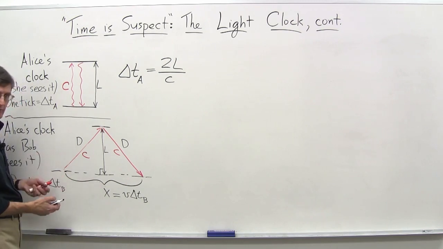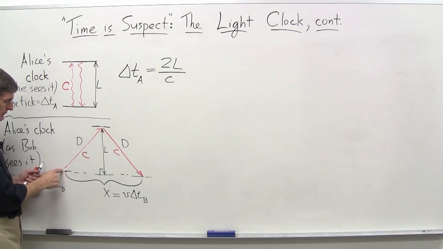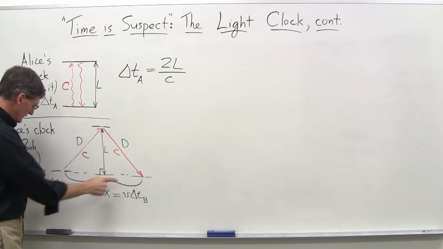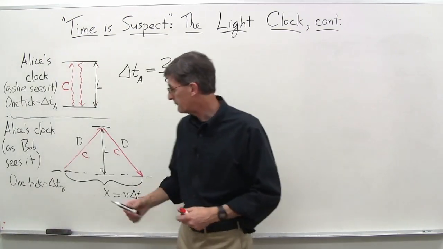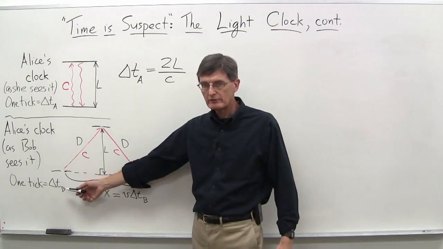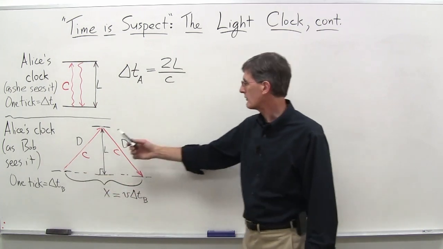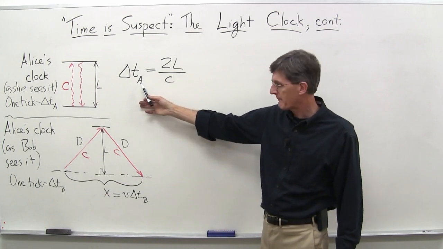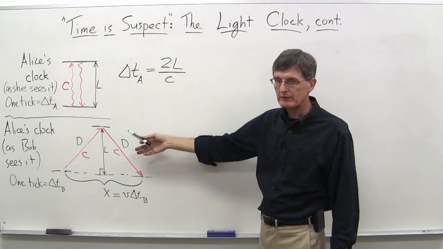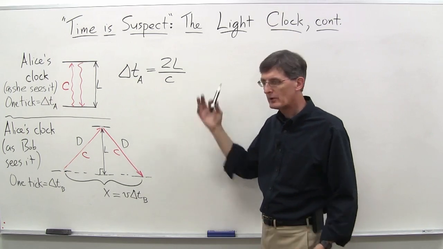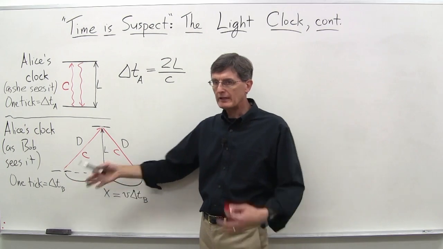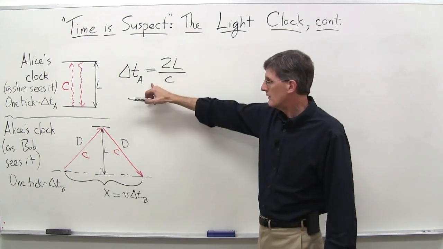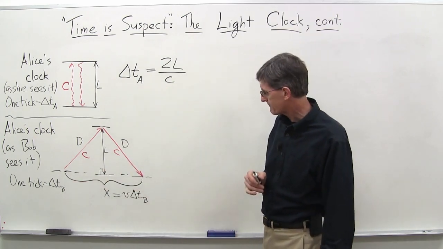What is X? Well, think about this a minute. The round trip time is up and back down again. By definition, we're calling that delta TB. One tick of Alice's clock, according to Bob, is going to be delta T sub B. One tick of Alice's clock, according to Alice, is delta T sub A. And as we saw qualitatively, they're going to be different. We'd like to get a quantitative relationship between those two quantities. That's our goal here, to be able to say delta TB equals something involving delta TA.